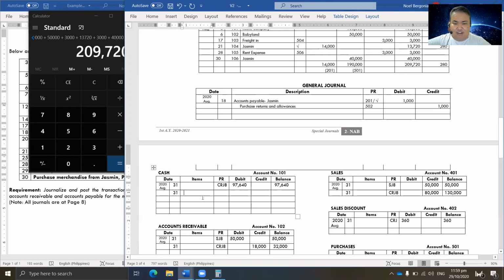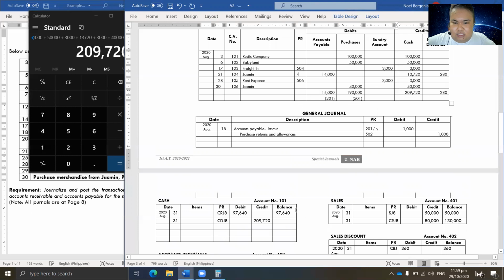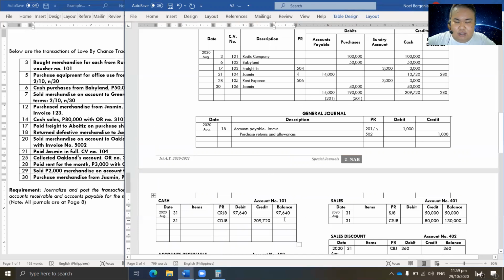So pagpasensyahan nyo na. For the meantime, now we have the cash disbursements journal number 8. So credit kasi, di ba, 209,720. Para doon sa nasa cash disbursements journal. So eventually guys, lalagyan ko lang ng asterisk kasi supposed to be hindi tayo pwede mag-negative dyan.